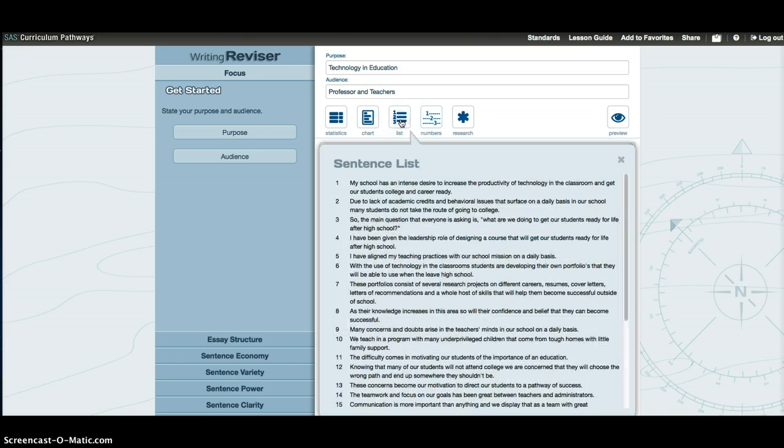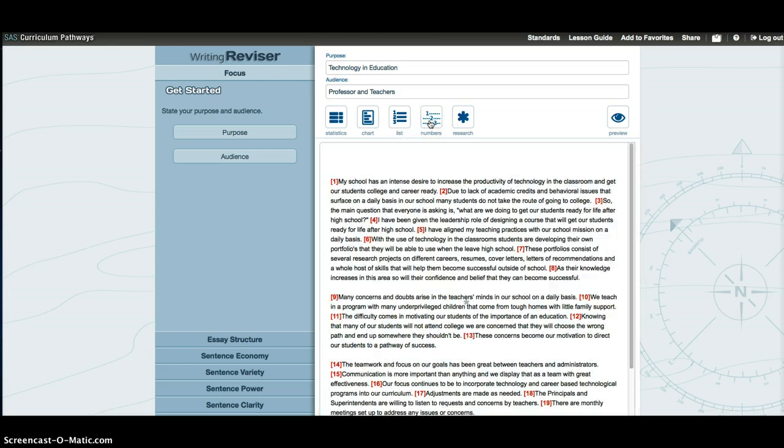Okay, list. Each of the sentences are listed below. And the next one's numbers, which actually numbers the sentences for you. Okay, it's very nice that it will organize it in this way. Now, the interesting one here is research. And I like this because you can go into the text, you can highlight a sentence, you can highlight a phrase, you can highlight a word, anything that you want to add more information to.